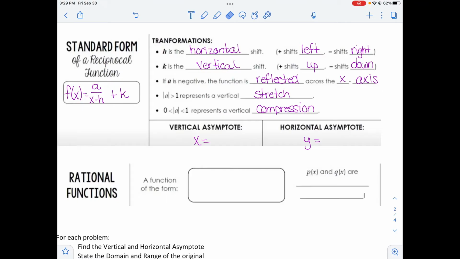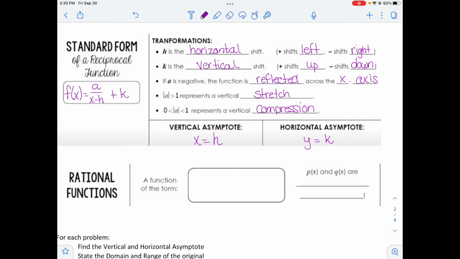If the A is bigger than 1, it represents a vertical stretch. And if it is less, it is a compression. But of course, it can't be 0. So when we look at something in this form, we could quickly determine that the vertical asymptote is whatever the H is, so x equals H, because we write that as an equation. And the horizontal asymptote is whatever the K is, so y equals K. So that's just a quick overview and reminder to help you with how transformations work. This is just its form.